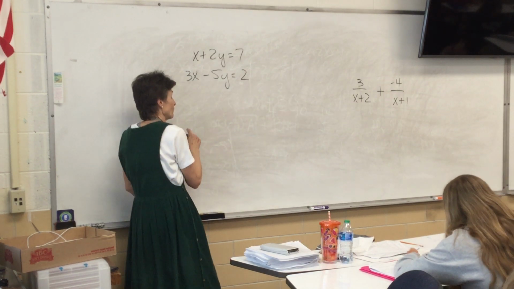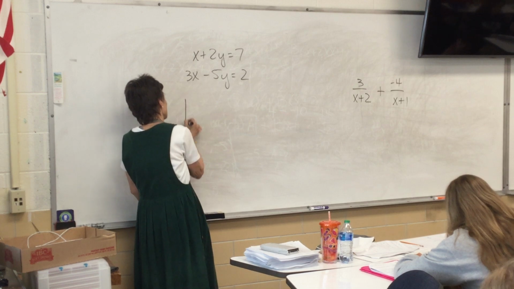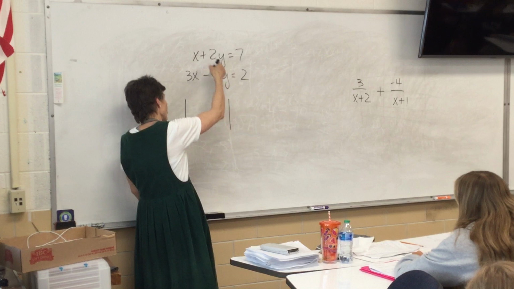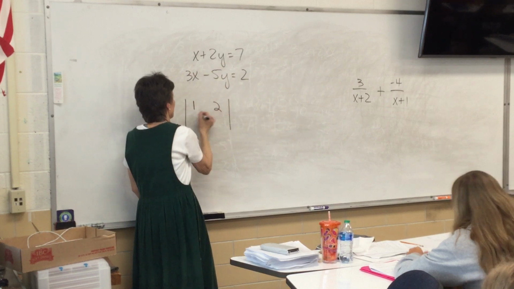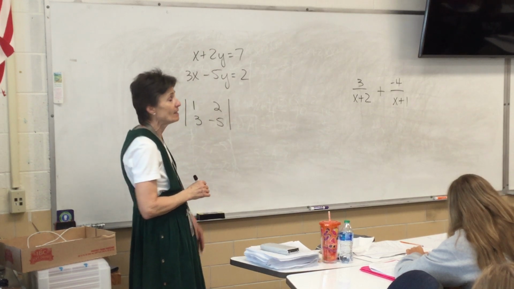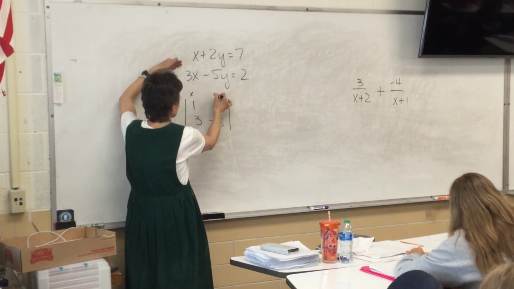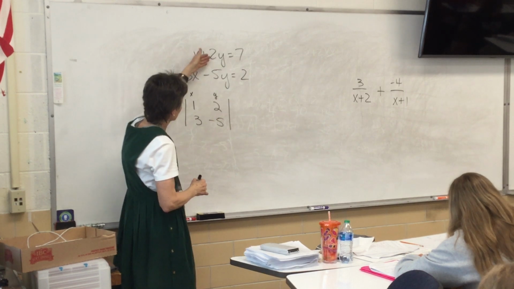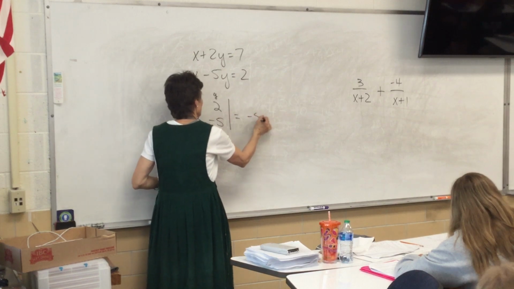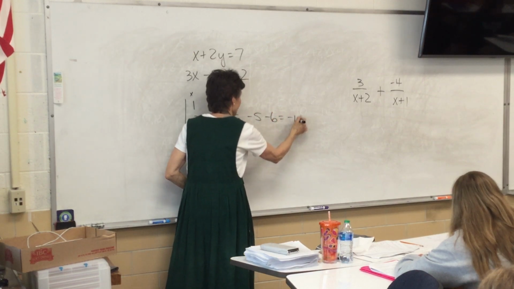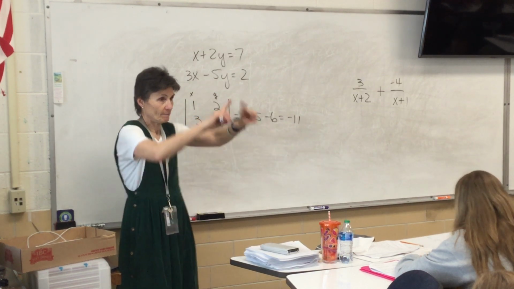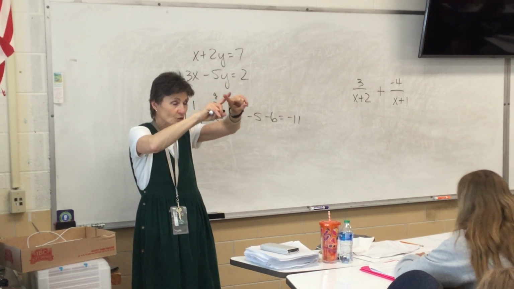Okay? Solve using Cramer's rule. Here we go. What's the first step, Alexis? Find the determinant of the coefficients. Come on, guys, we can get this done in a snap. This is easy. We find the determinant of the coefficients. So these are my x's and y's. And I evaluate that. So that will be negative 5 minus 6, negative 11.